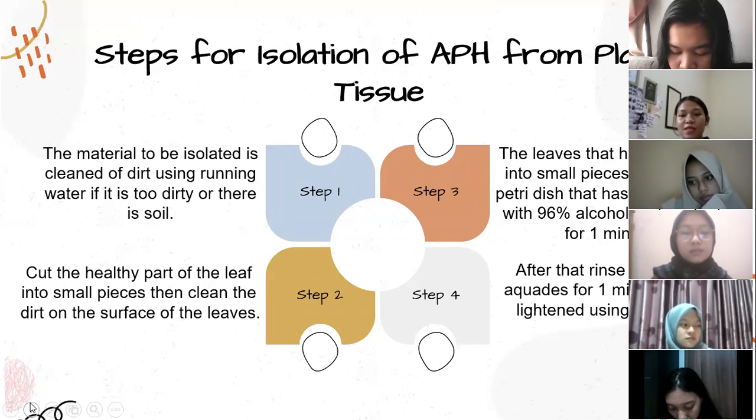The small pieces of leaves are put in a petri dish that has been filled with 99% alcohol and soaked for 1 minute. After that, rinse them using aquades for 1 minute and dry them using tissue.